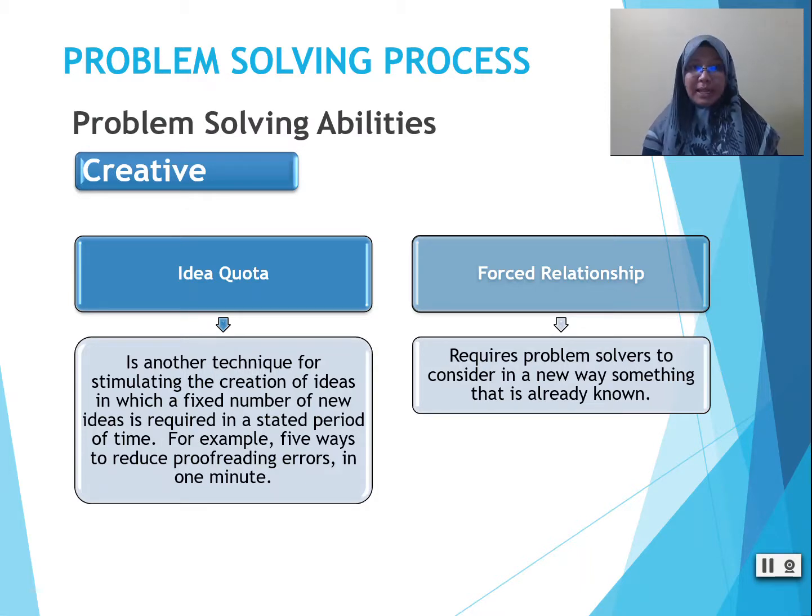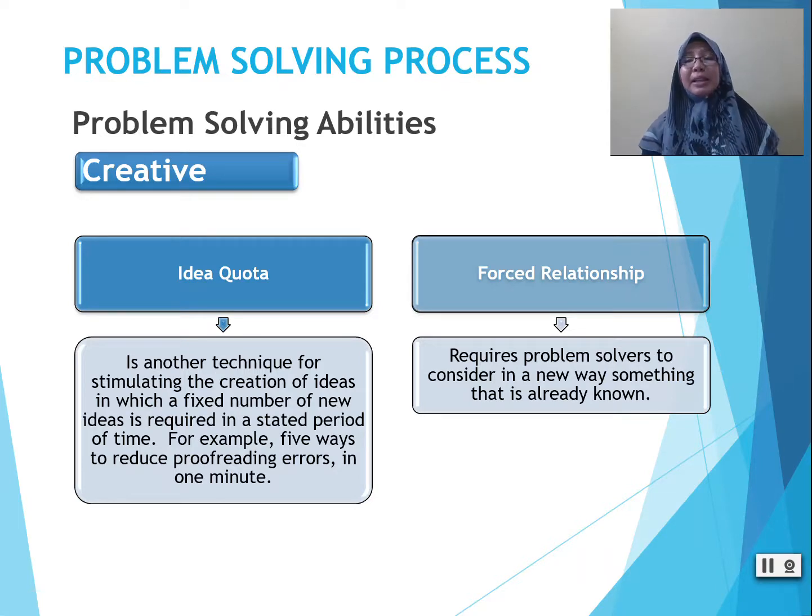Idea quota is another technique for stimulating the creation of ideas in which a fixed number of new ideas is required in a stated period of time. So, for example, 5 ways to reduce proofreading errors in 1 minute. So in 1 minute, you need to come up with 5 ways to reduce the proofreading errors. This is what we call idea quota.